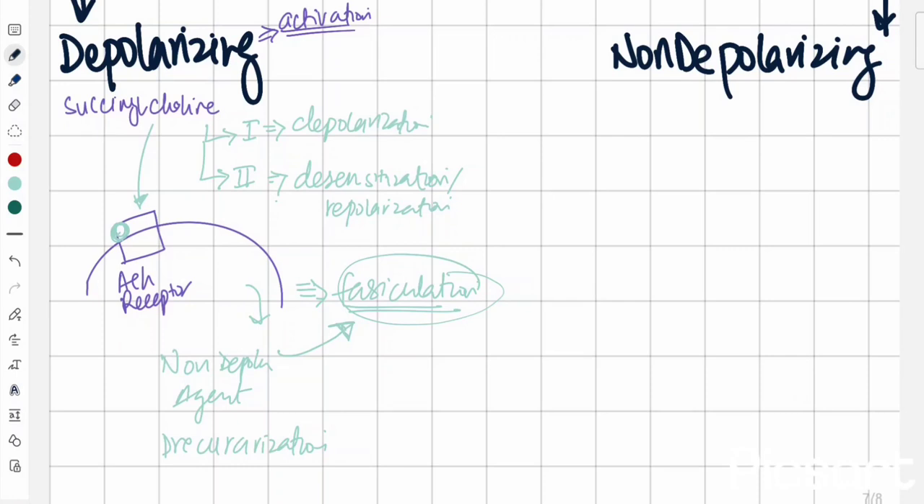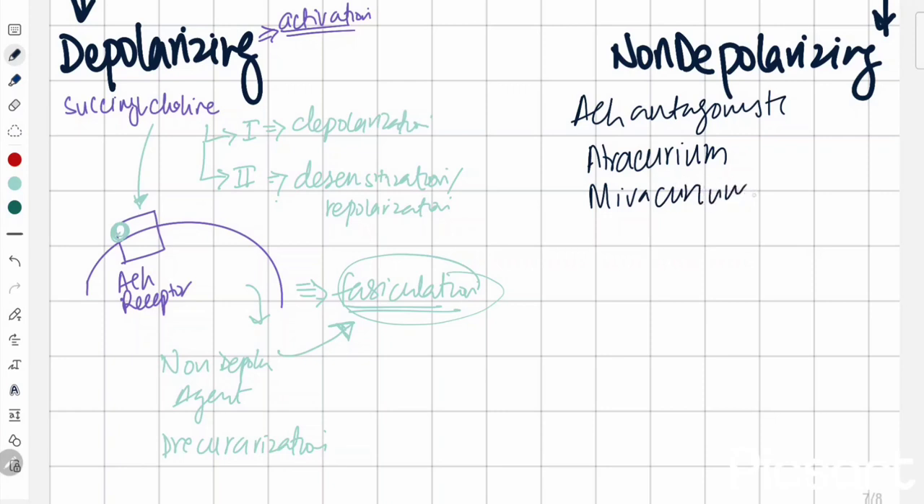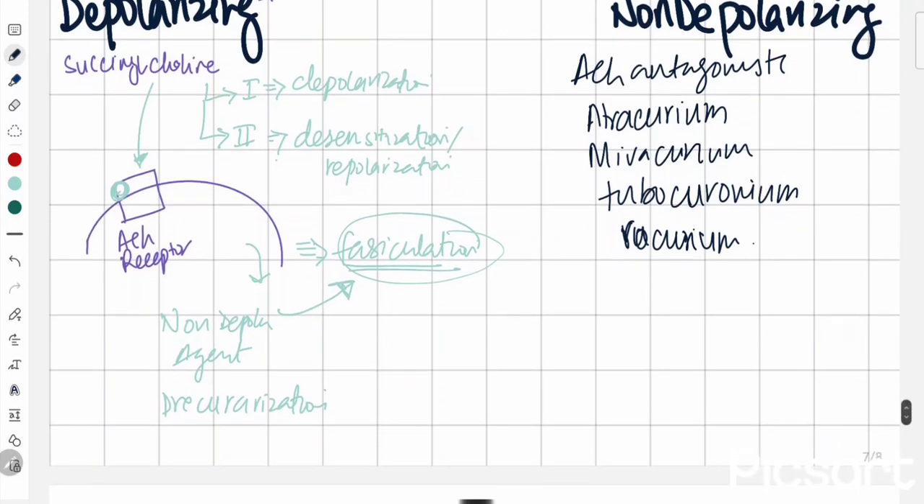The non-depolarizing drugs are actually all ACh antagonists. We have atracurium, mivacurium. Honestly, the most important one is tubocurarine, pancuronium, and rocuronium, rocuronium or vecuronium. You can write it. And they are all ACh antagonists.